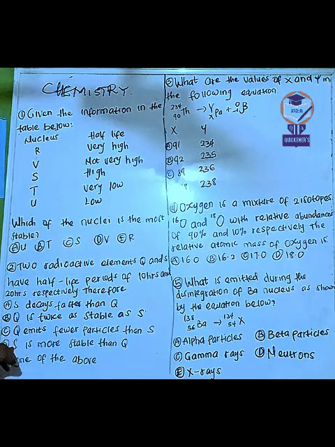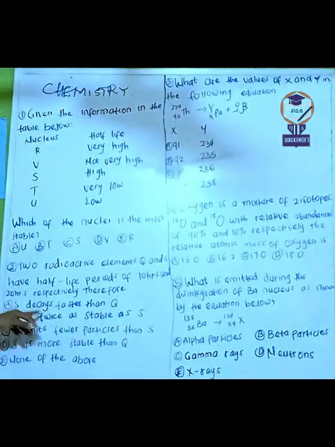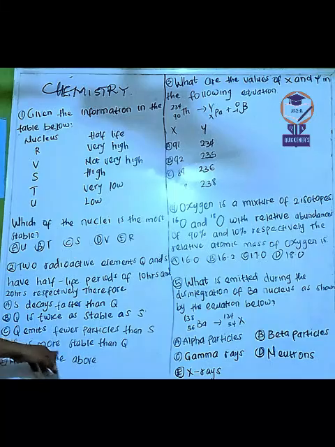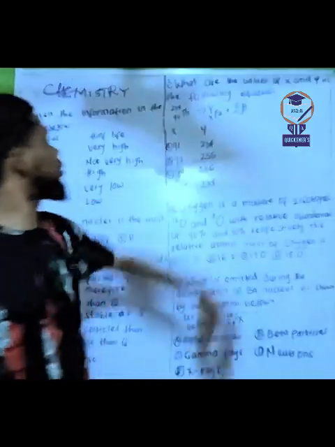S is more stable than Q. Yes, S is more stable than Q is correct. But Q is quite as stable as S, no, it's not. So S is more stable than Q. Our option is B. Option B. Alright, number 3 question.